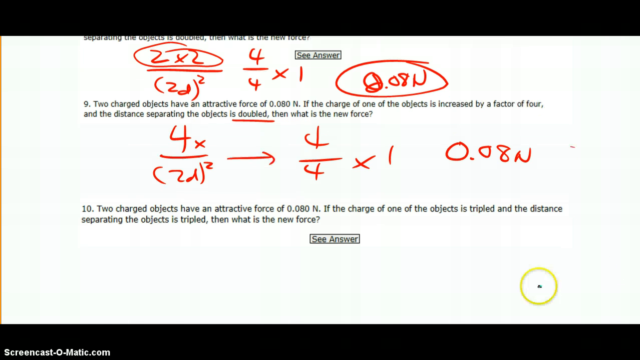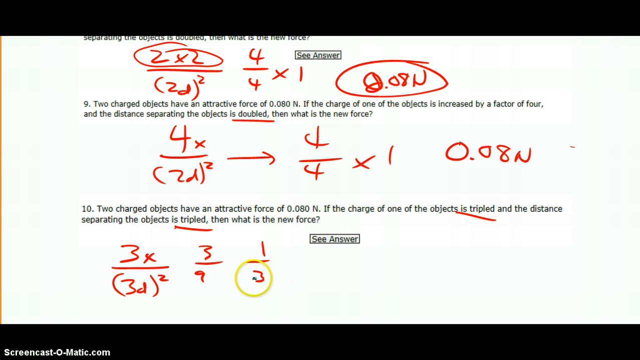And then finally, this last one, the charge of 1 is tripled and the distance is tripled. So we're going to have a 3-times impact from the tripling of 1 charge on top. And then we're going to divide by 3 times the distance squared. Well, that's 3 over 9. 3 squared is 9. That's 1/3 of what it was before. So if we take 0.08 divided by 3, we get 0.027 newtons, 1/3 as much as it was before.